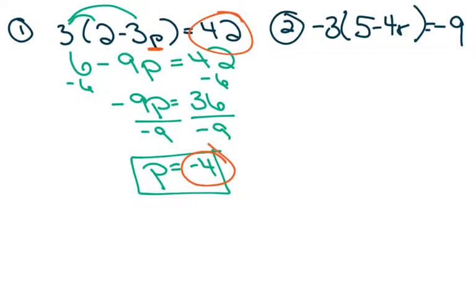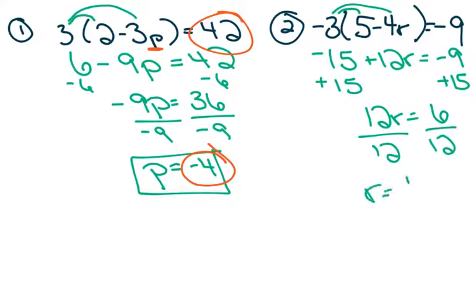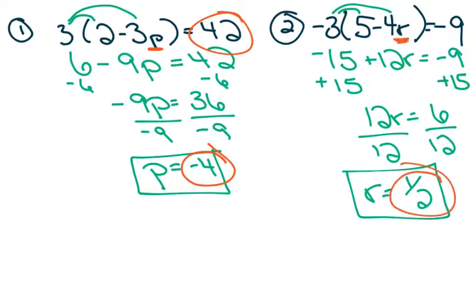All right, number 2, distributing again, being careful with our negative sign. This is negative 15. That would give me positive 12r equals negative 9. I'm going to add 15 to both sides. Now I'm left with 12r equals 6. Divide by 12, and I'm going to get r equals a half, or you are welcome to write it as 0.5. Again, if I were taking a test, I would plug it back in and make sure that it really equals negative 9.